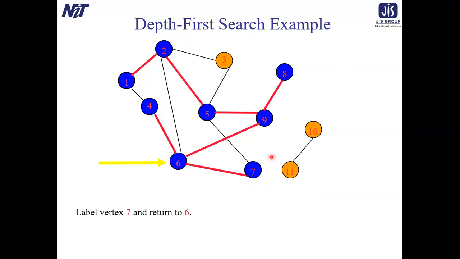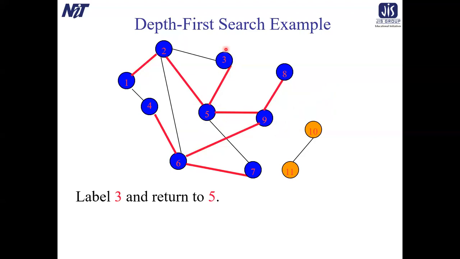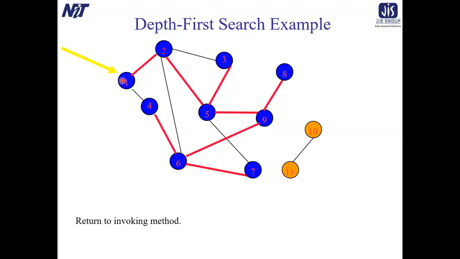Now from 7, all the nodes are visited. So we backtrack to 6. Now from 6 we go to 9 because at the time of visiting 6 we came from 9. Then we move to 5 because before 9 it came from 5. So at 5, are any vertices remaining? Yes, 3 is remaining. So we go to visit 3. After visiting 3, all the vertices from 3 are visited. So we again move to 5. Now we come to 2. So we come to 1. So that means in this way we return to the invoking method. That means from where it starts, we have to come back to the end.